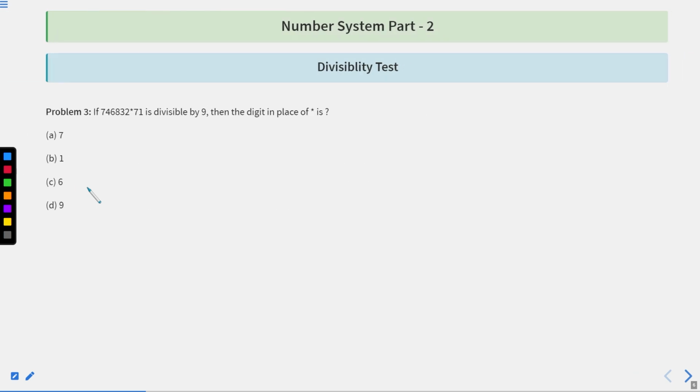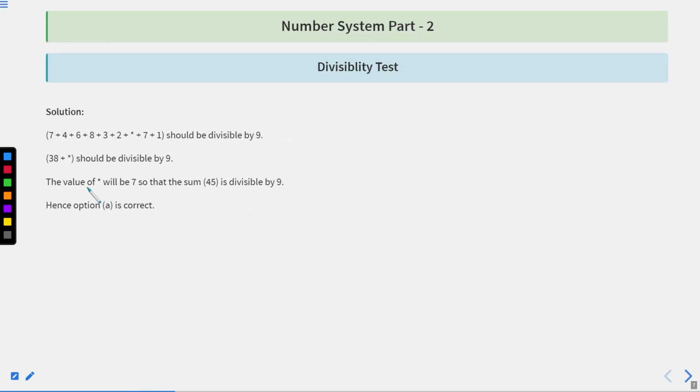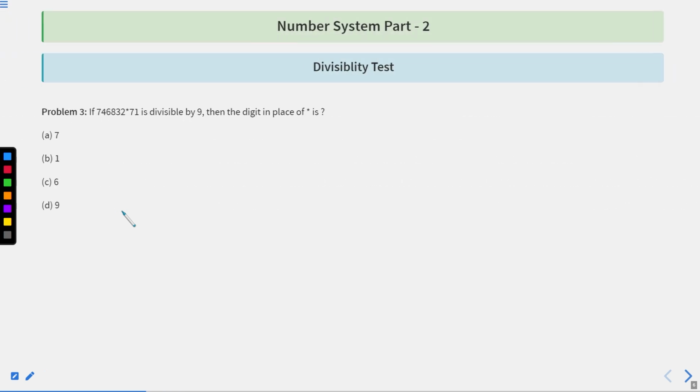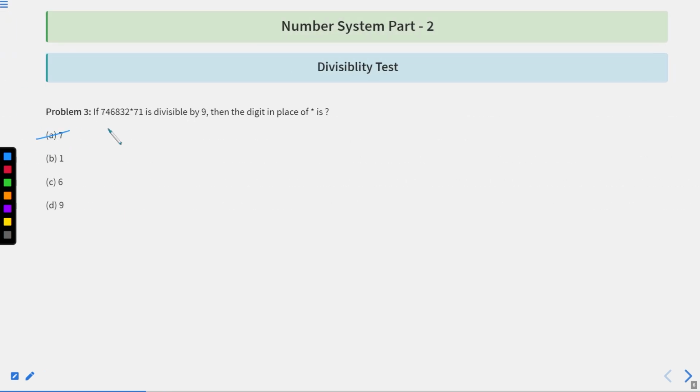If 746832*71, a number is given to us, and if it is divisible by 9, then the digit in the place of star is. It is given that this is divisible by 9, so the sum of digits should be divisible by 9. So it will be 38 plus star should be divisible by 9. The value of star will be 7, so that the sum is 45, which is divisible by 9. Hence, option A is correct.